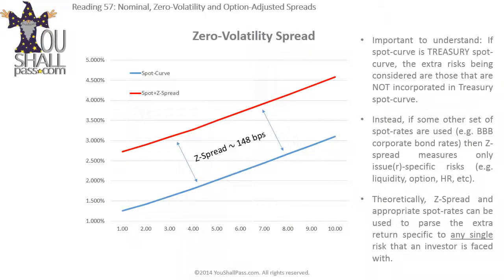For instance, if the analyst started using the BBB rated corporate bond spot curve rather than the T spot curve, then the Z-spread would represent the additional return being earned as compensation for the issuer-specific or issue-specific risks. For example, liquidity may differ considerably between various bonds in the BBB category. Differences in embedded options are obviously another source of additional risk, or this particular issuer may have had some recent developments specific to itself which can affect bond prices compared to other BBB rated issuers in the same sector.